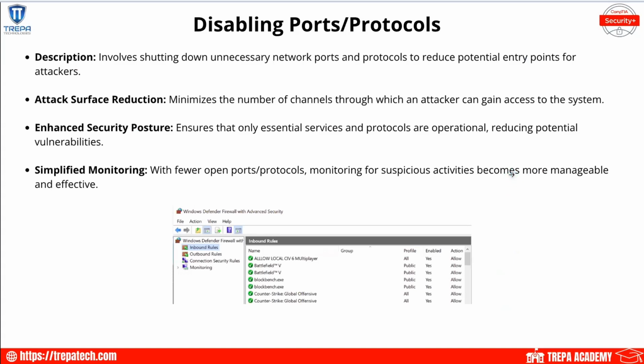Okay, some more hardening techniques. So disabling ports and protocols, pretty simple here, right? You can do this in a firewall, or you can do this based off services as well. This is going to help us reduce the attack surface by disabling ports and protocols that are not needed, especially in our servers, right? Like web servers.